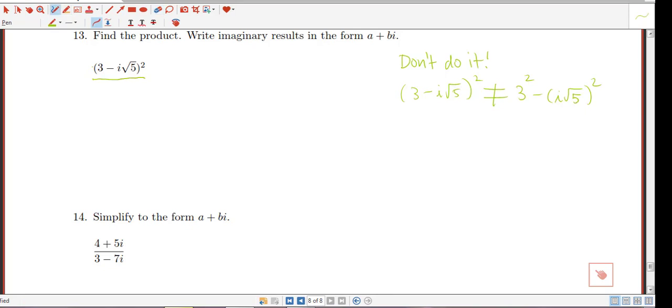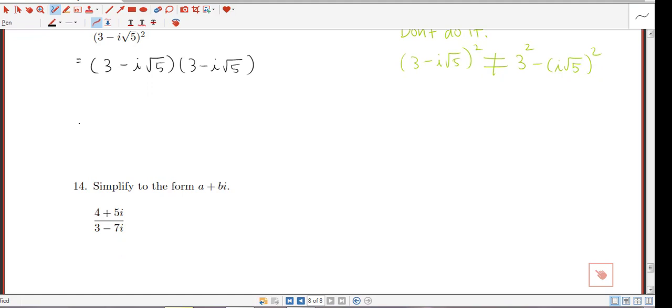This means multiply what's in the parentheses twice. That's what it means. So what you're going to have to do is this. Rewrite it as 3 minus i square root of 5, 3 minus i square root of 5. Okay, now guess what? You have to FOIL. So we're going to go like this. Multiply that inner term and the last term, just like that. Okay, so this is going to equal what?